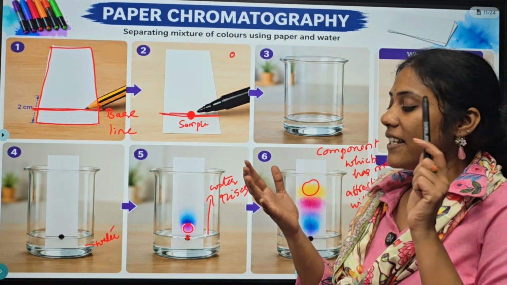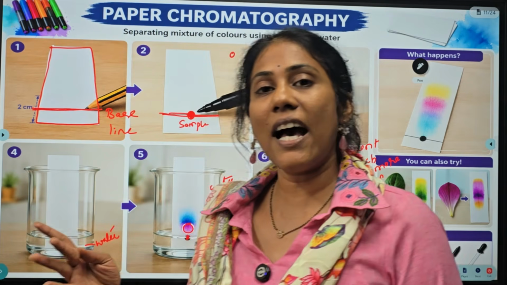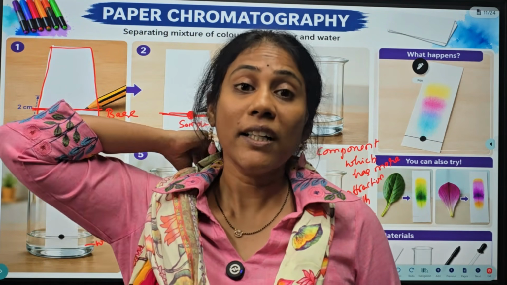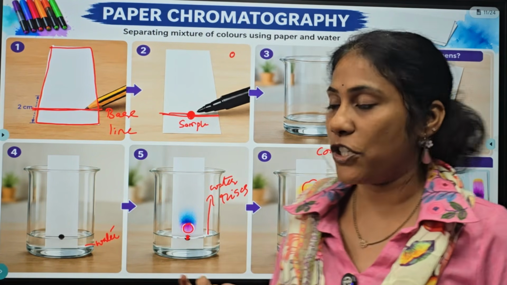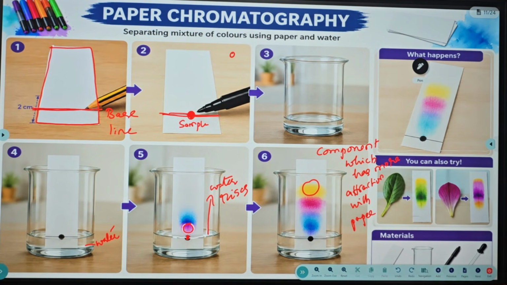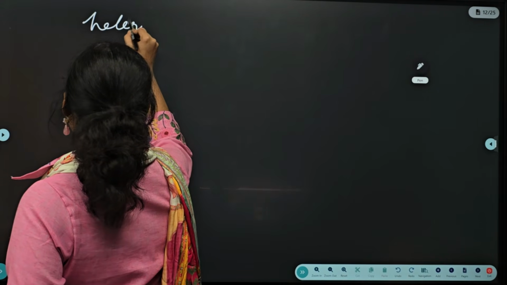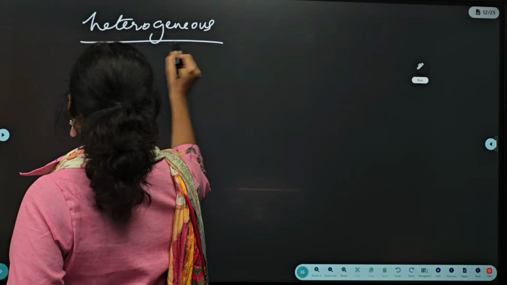So what we have discussed: crystallization, distillation and paper chromatography. These are the three techniques that you need to study to separate what kind of mixtures? Components of homogeneous mixtures. So now let us understand the separation techniques of heterogeneous mixtures.